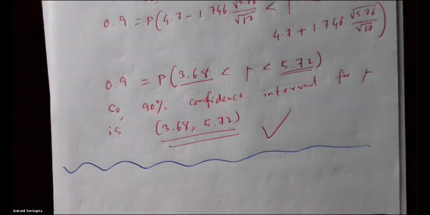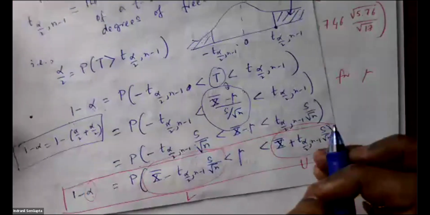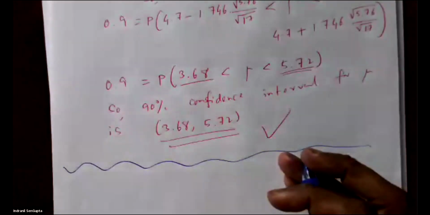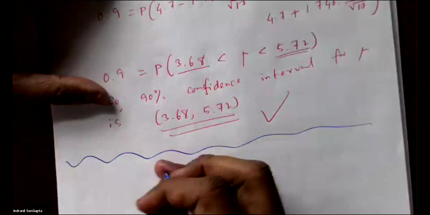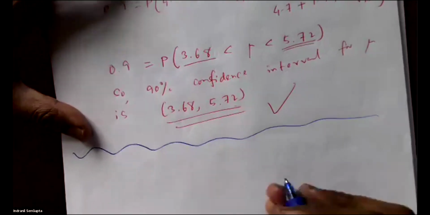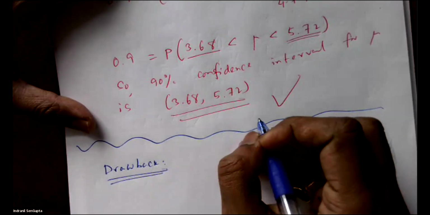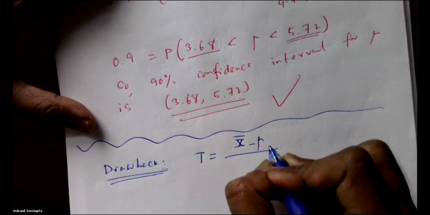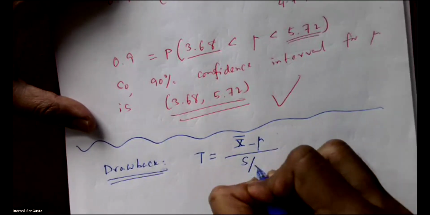This calculation is very nice, but it's sometimes a little tedious. It is an exact computation, but it involves the t distribution, and then we have to compute these numbers and find them. There is another way of doing it. One drawback of this method is that it uses x equals x bar minus mu over s over square root of n.